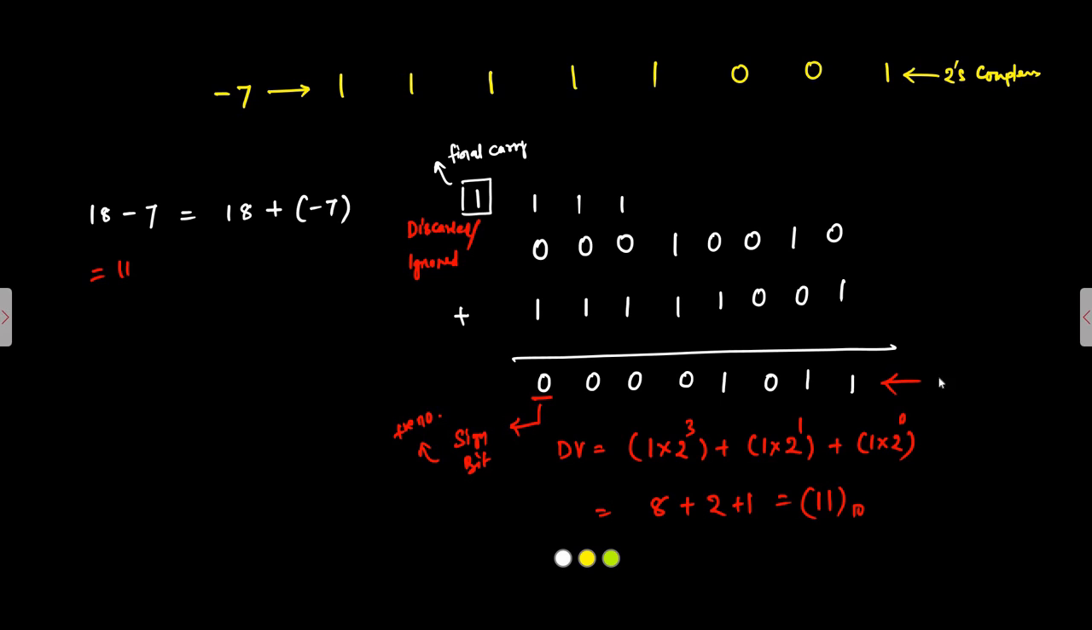Here it is 11, here also it is 11, so this binary representation is correct. So this is 2's complement arithmetic operation performing one number positive, one number negative, where the magnitude of the positive number is greater than the magnitude of the negative number. This is the case.